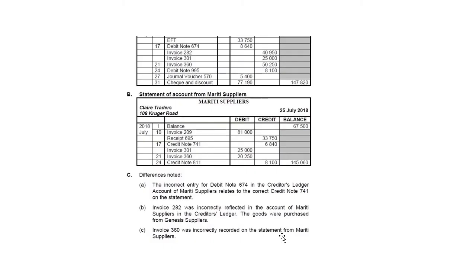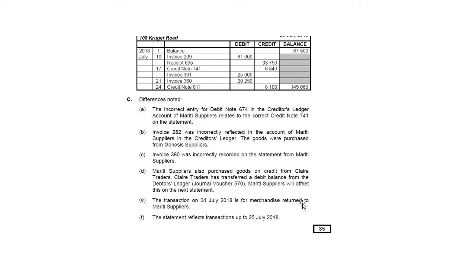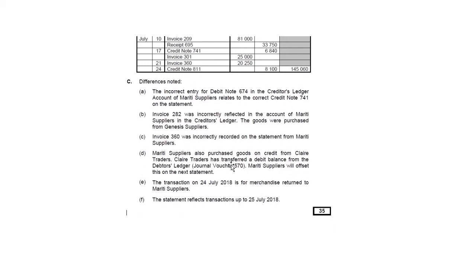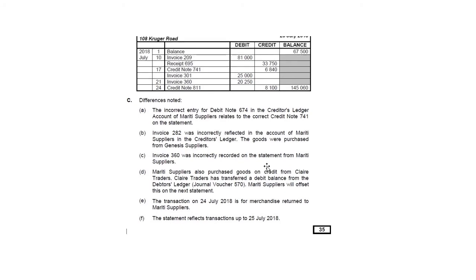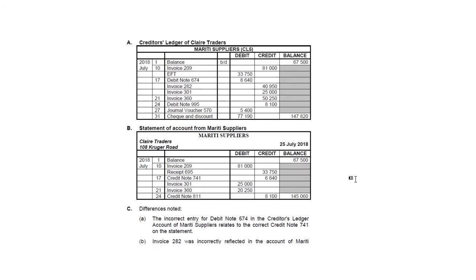Let's look at D. They also purchase goods on credit from us, so they're a debtor from us, and we then transferred a debit balance from the debtors ledger, journal voucher 570, and they must still do it. We already transferred it, they must still do it. There it is. Journal voucher 570, 5,400.